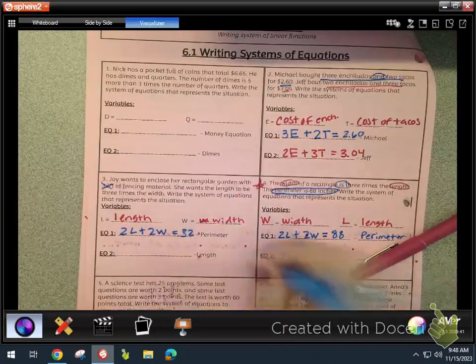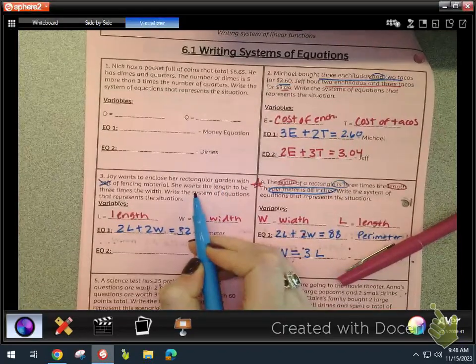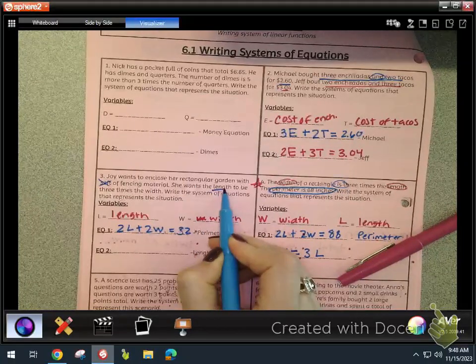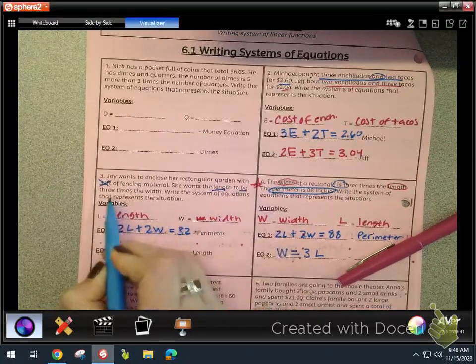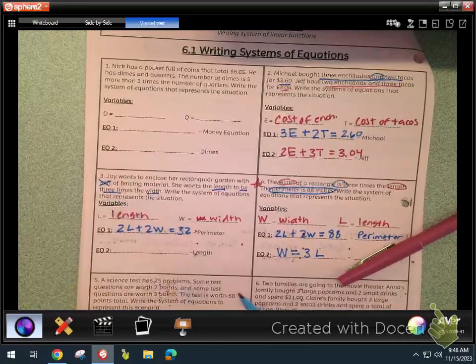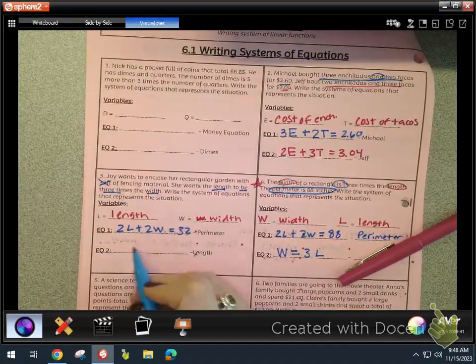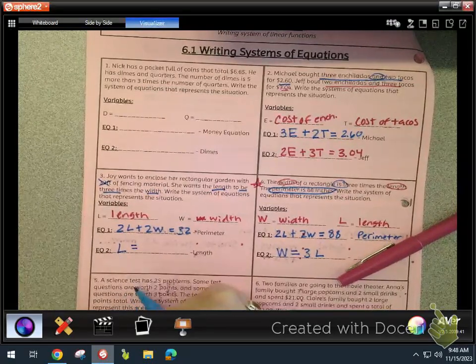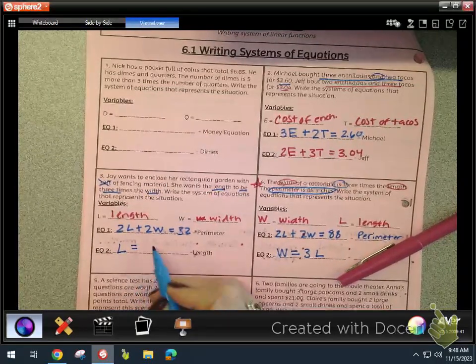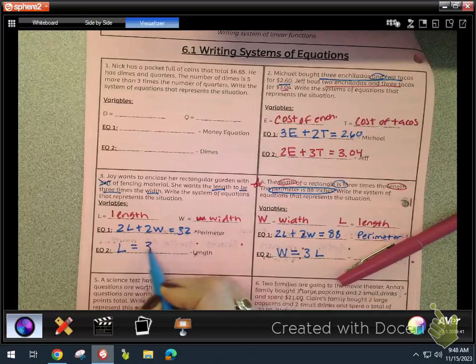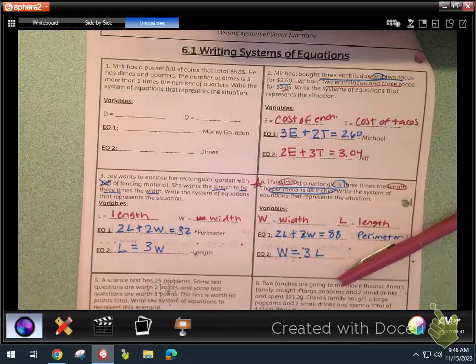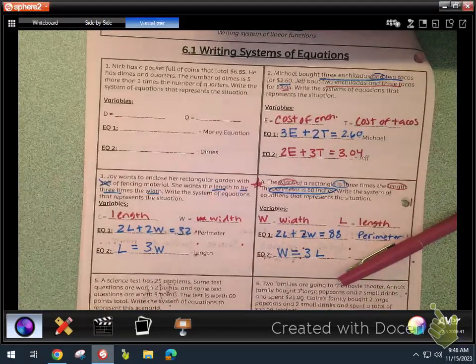The next sentence, Daniel, help me with this one. What does it say? She wants the length to be 3 times the width. How do you write that in math language? What are we talking about? L equals 3W. Length to be is equals, 3 times means you multiply, width by W. You wrote it right. You said it right. I'm just trying to break it down a little bit more. And so there's my situation there.